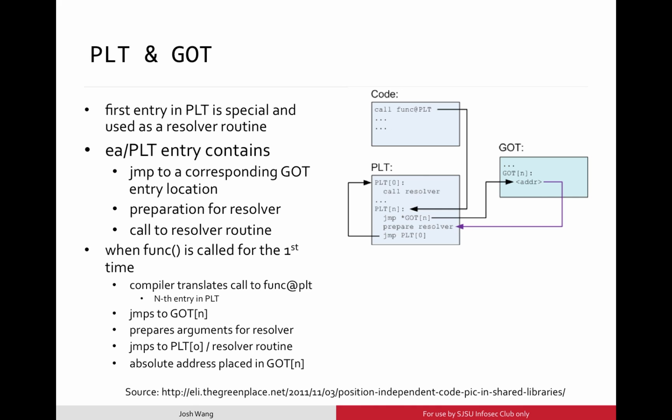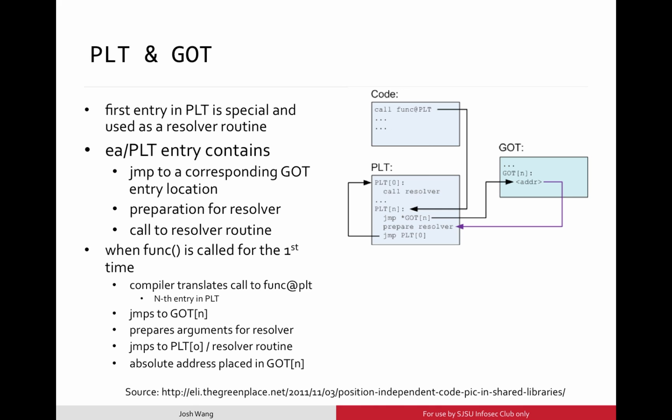So you can see the arrow, right? When you call func.plt, it points to the nth entry in the PLT. And then from there, the next instruction in the nth entry in the PLT is a jump to a corresponding entry in the GOT. And then from the GOT, it actually points back to the entry in the PLT, and it prepares arguments for the resolver. And then after that, it jumps to the resolver routine.